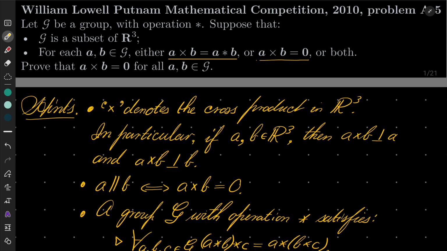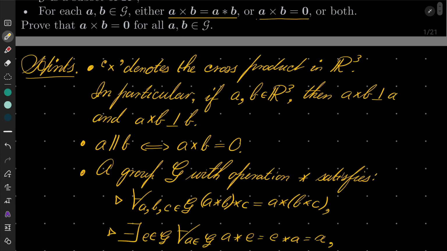It's a very interesting problem, rather difficult and convoluted, I'd say, but here are my hints. First, remember that this cross denotes the cross product in R cubed. In particular, for every two vectors A and B, A cross B is both perpendicular to A and perpendicular to B. It satisfies some further constraints, but whatever, we will need this fact. Moreover, remember that A is parallel to B if and only if their cross product is 0.